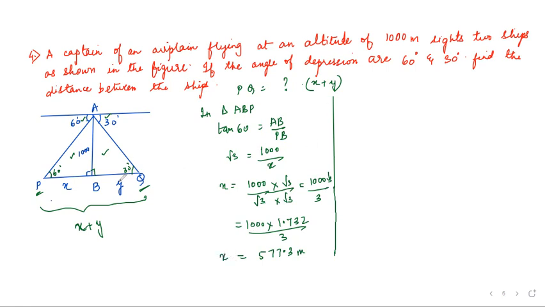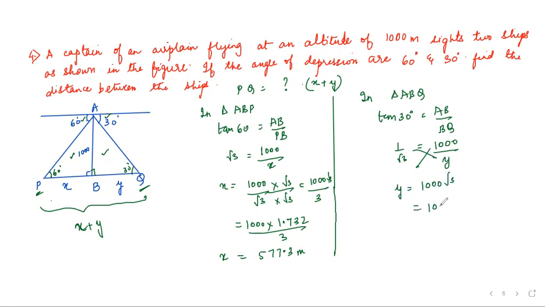Now similarly, to find y, we will consider the other triangle, that is triangle ABQ. So tan 30 degree is equal to AB by BQ. Tan 30 is 1 by √3 is equal to 1000 by y. Cross multiply, we get y is equal to 1000 √3. So 1000 into √3 is 1.732. From this we get 1732 meters.